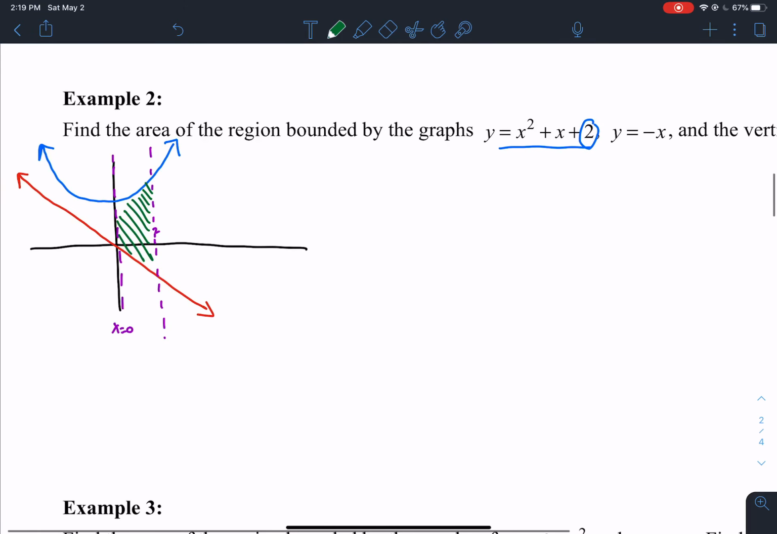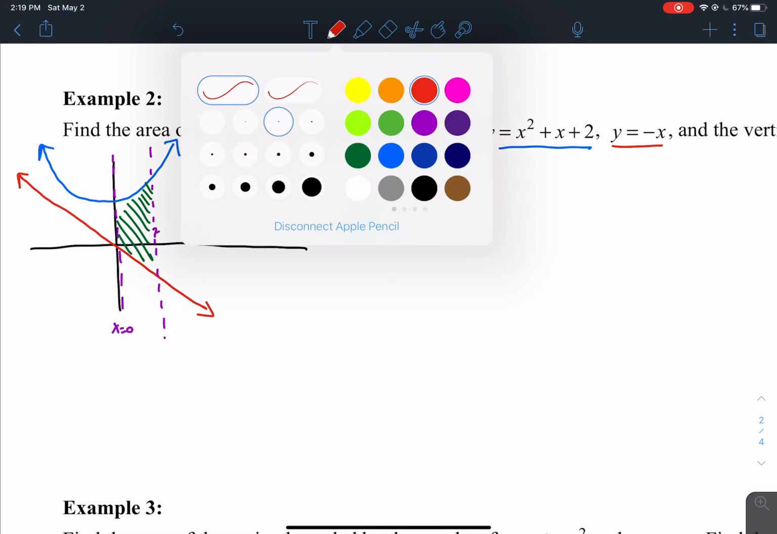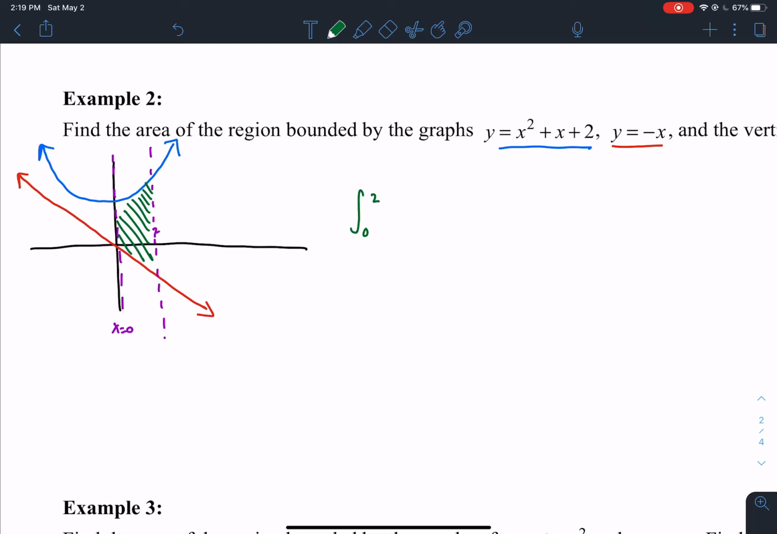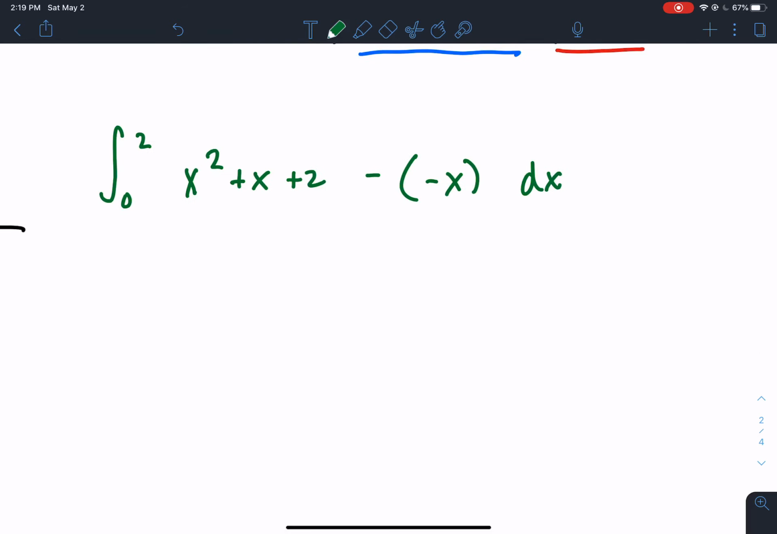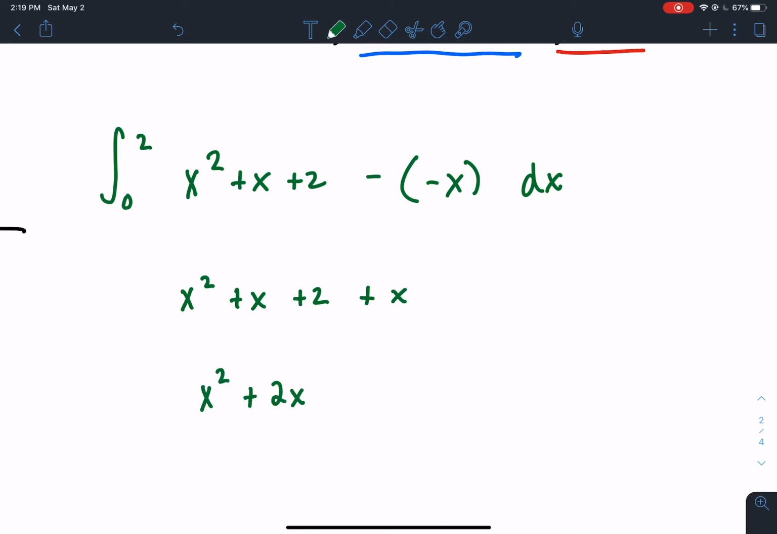So again, we need to go from 0 to 2, and we're going to do top minus the bottom. So the blue curve is on top. So I'm going to do x squared plus x plus 2 minus the bottom, which is the red line, which is -x dx. You guys want to try and simplify this as much as you can before you try and find your answer. So plus x plus 2 plus x again. So this is going to give me x squared plus 2x plus 2. So we're going to go from 0 to 2.